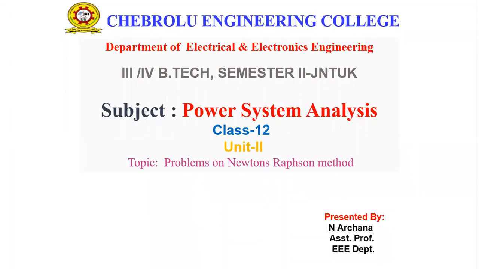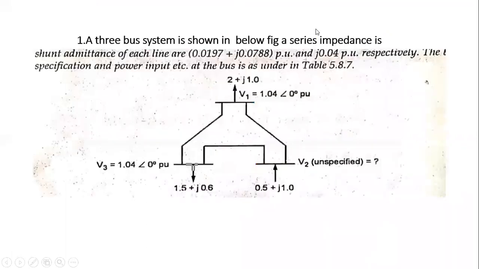We are going to solve a problem related to the Newton-Raphson method. In the previous class, we discussed the theory of the Newton-Raphson method when PV buses are present and when PV buses are not present. First, coming to the first problem: a 3-bus system is shown in the figure below.